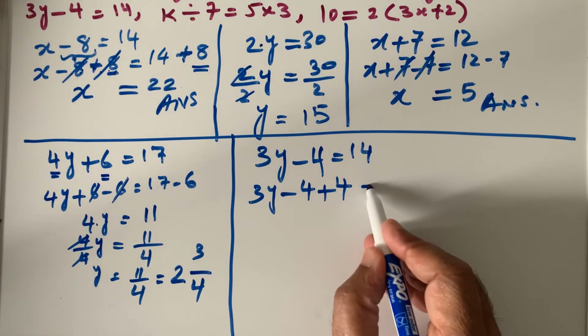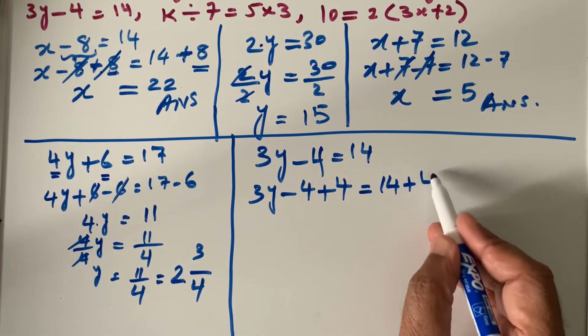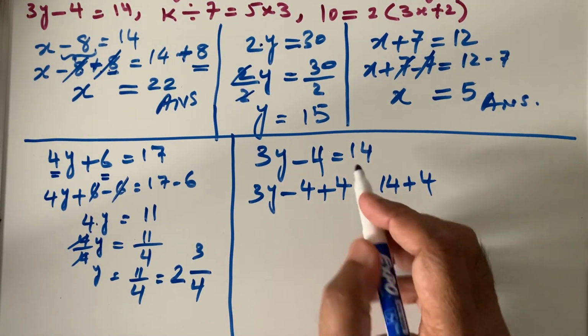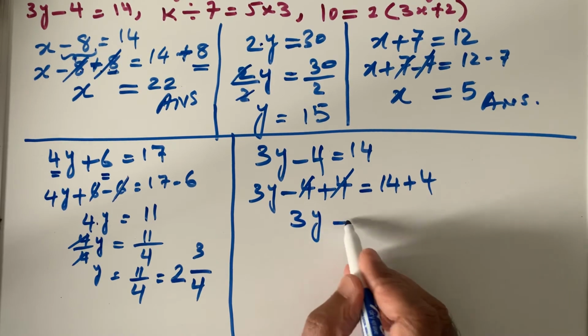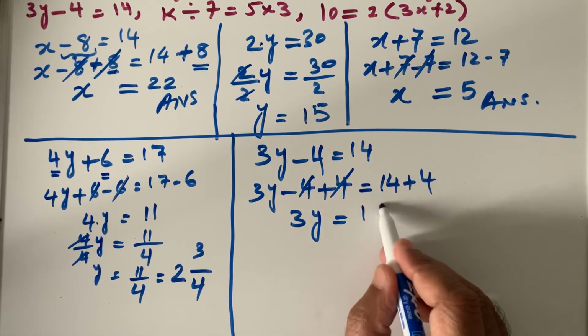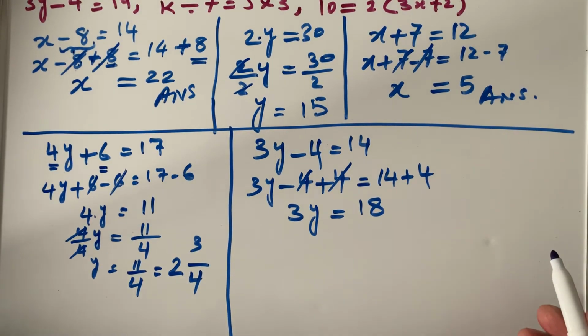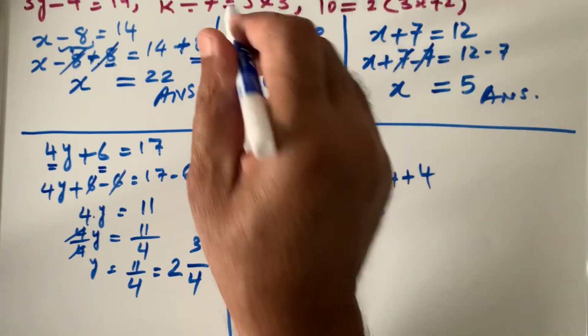But if I do something extra on the left hand side, I have to do the same thing on the right side. So plus 4 on both sides of the equation. On the left hand side, you get rid of 4, and now your equation is reduced to 3y is equal to 18. 14 plus 4 is 18. Now I have 3y is equal to 18, and now it is exactly the same as example 2, right?